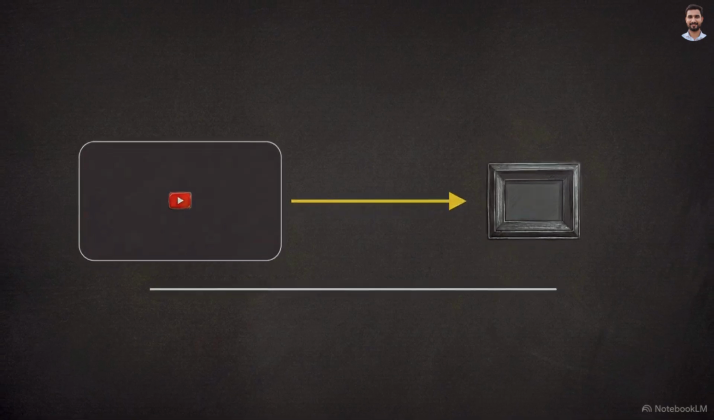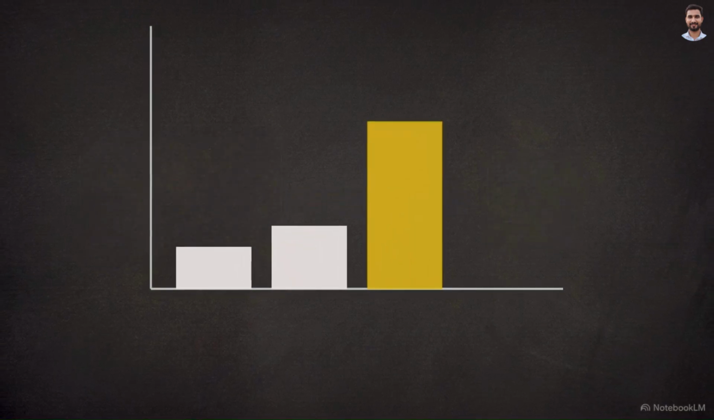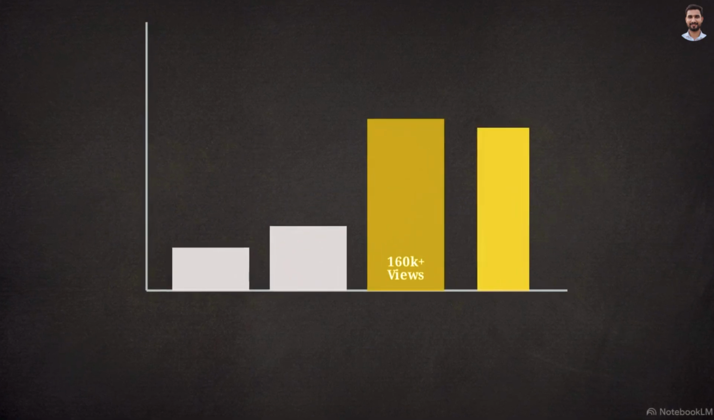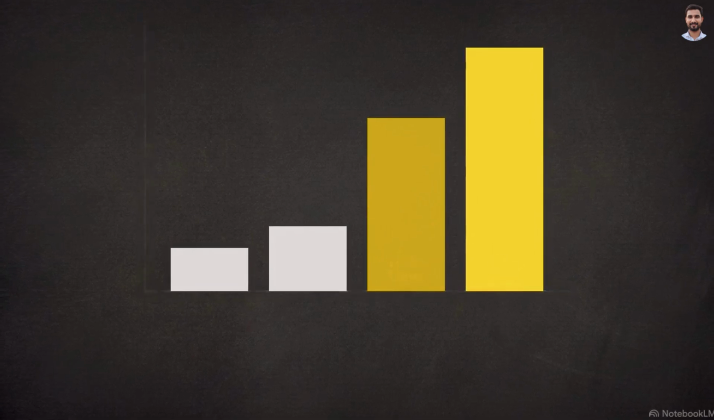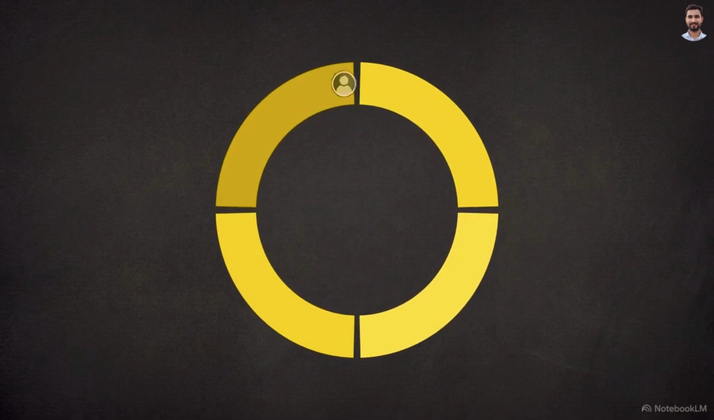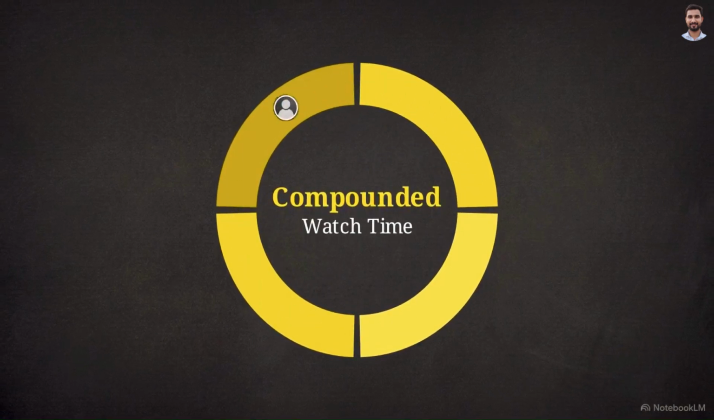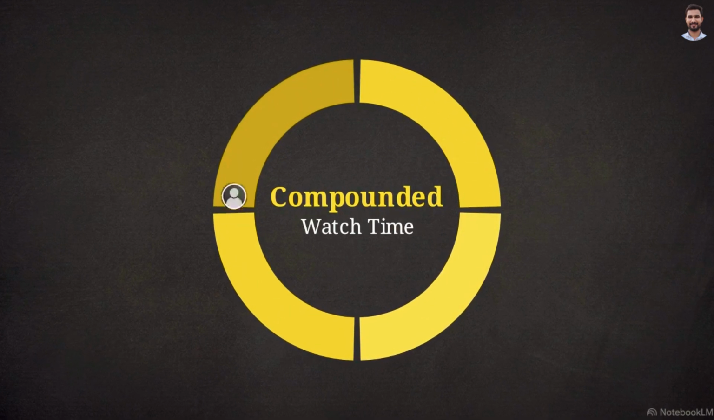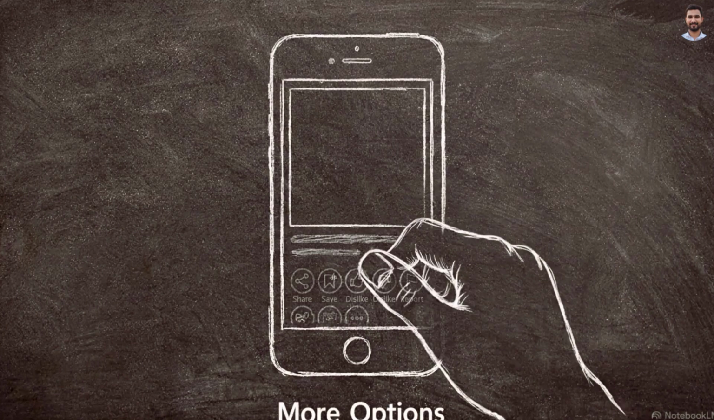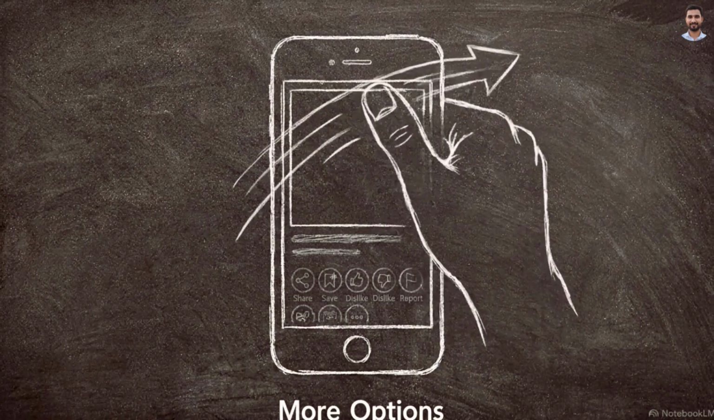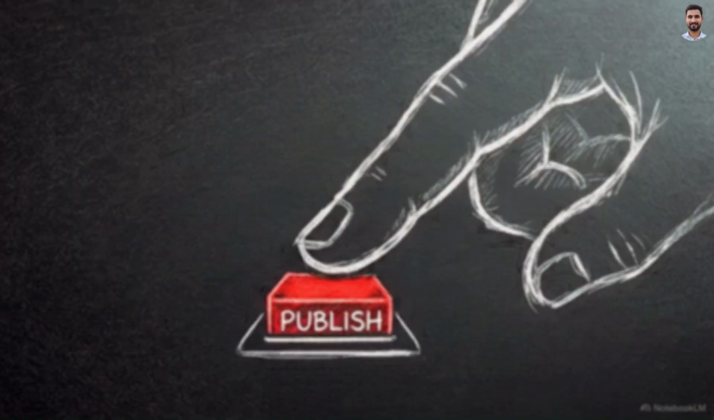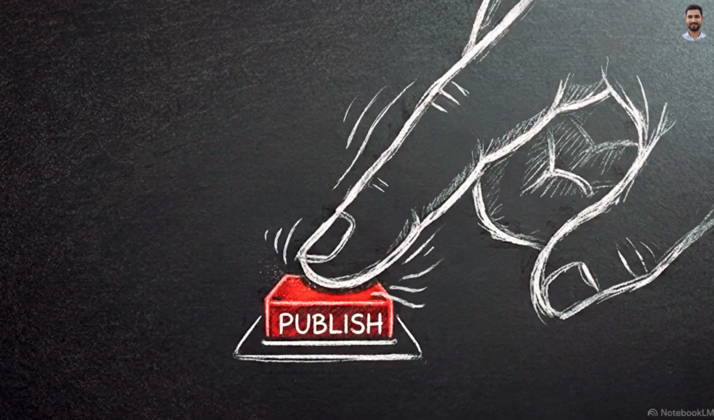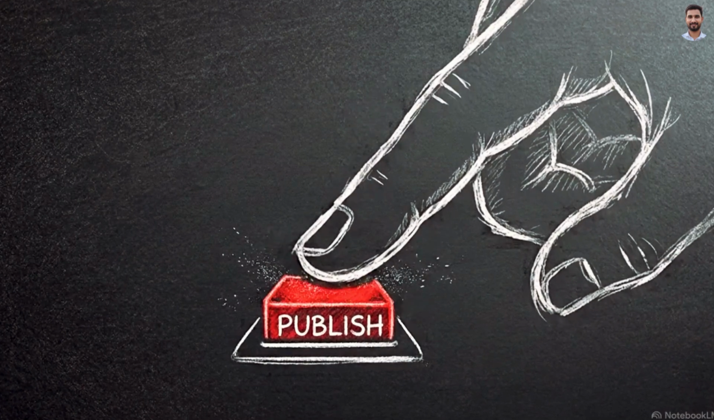We can see the proof in the data. This strategy pulled in over 160,000 extra views from end screens alone, driven by a 33% click-through rate. Funneling this audience into another video creates a loop, compounding your total watch time across the channel. End screens are one of the most powerful retention tools available, yet they are almost entirely ignored by the standard mobile app.